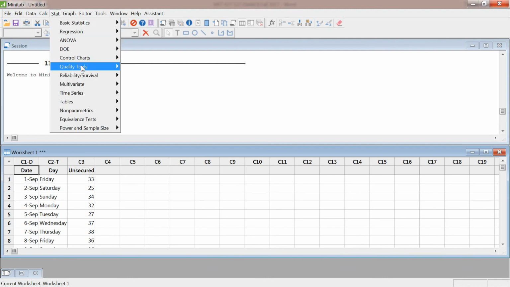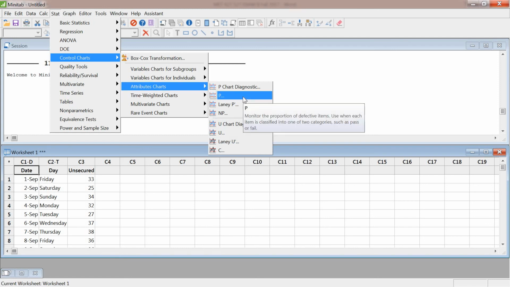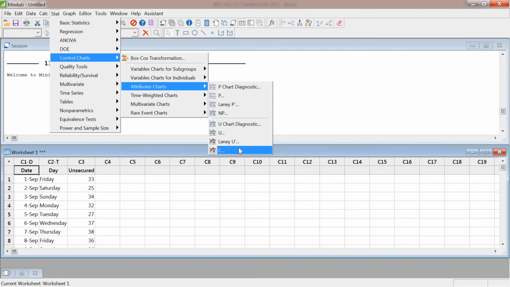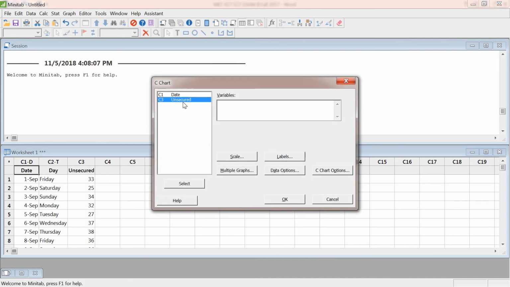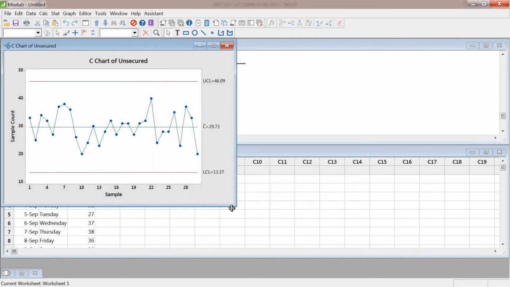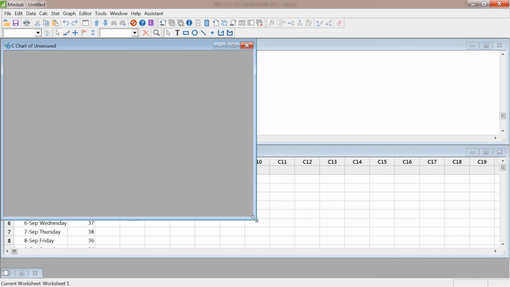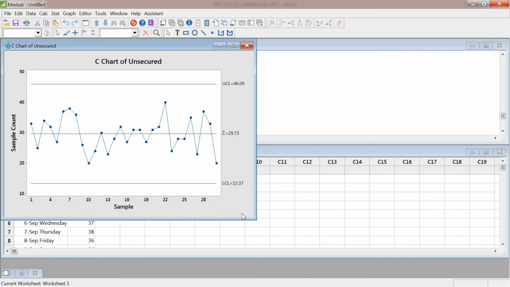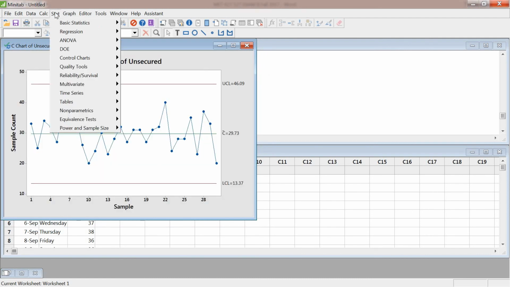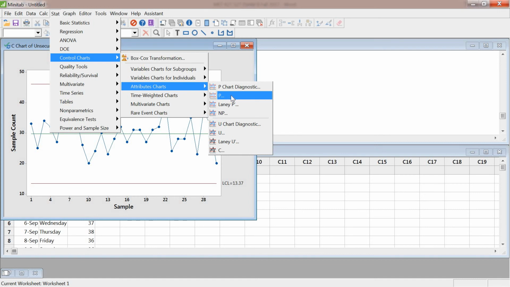So when you go to the quality tool, control charts, attribute control chart, of course this is attribute, it's a quality of whether secured or unsecured. So let's create the most appropriate, which is the C chart, first. So this is what the C chart looks like. Now let's create the next most appropriate, maybe NP chart or U chart. Let's do the NP chart. In some cases there might not be any difference. In this particular case there is no difference.